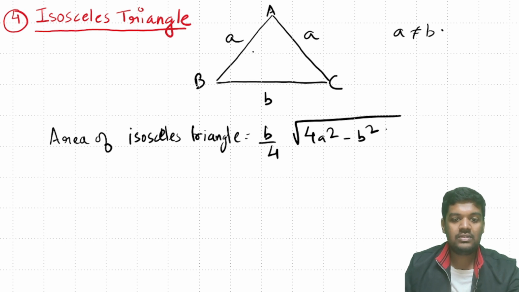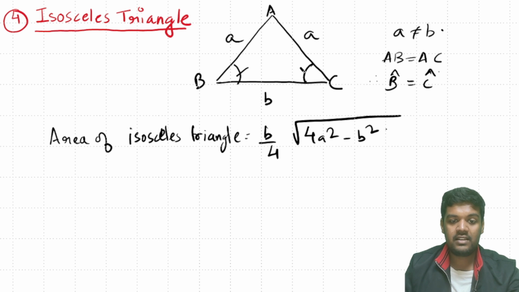Second thing, if two sides are equal, then the angles opposite to those sides are also equal, which means if AB equals AC, then angle B equals angle C, right? So this angle equals this angle. Super clear? So these are the two properties of an isosceles triangle.